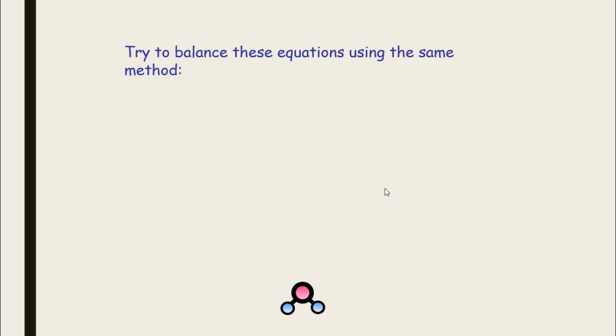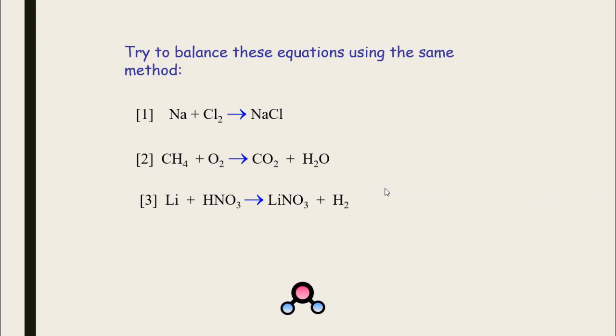Here's an exercise on some equations, and try to balance them using the same method. I have here Na plus Cl2 produces NaCl. CH4 plus O2 produces CO2 and H2O. Li plus HNO3 produces LiNO3 plus H2. And here Al plus O2 equals Al2O3. I have here 1 sodium atom produces 1 sodium atom, and 2 chlorine atoms produce 1 chlorine atom. So this equation is unbalanced, and also the second, the third and the fourth.